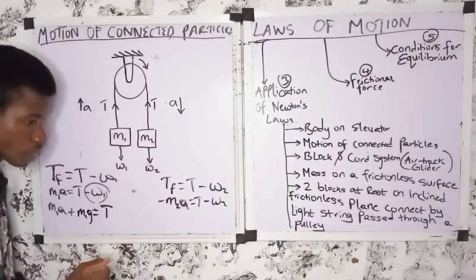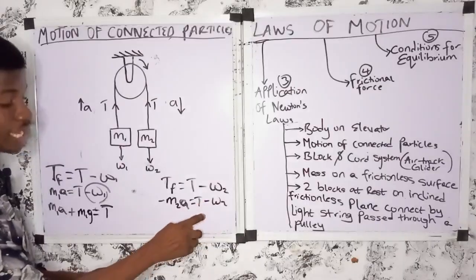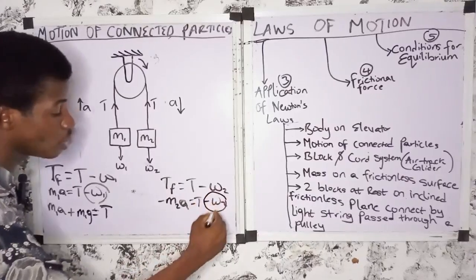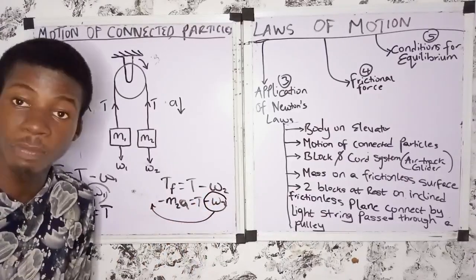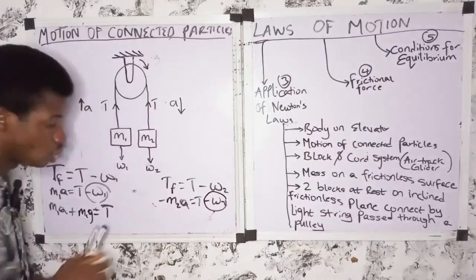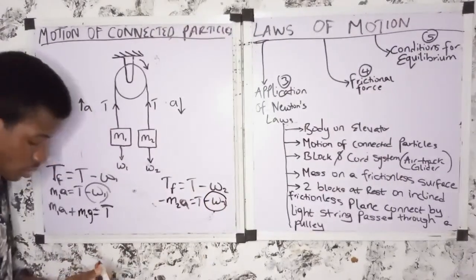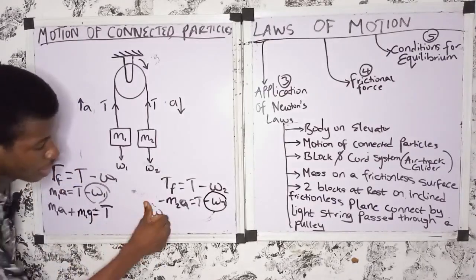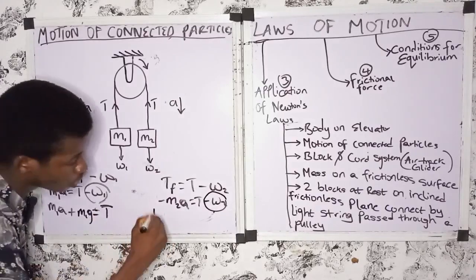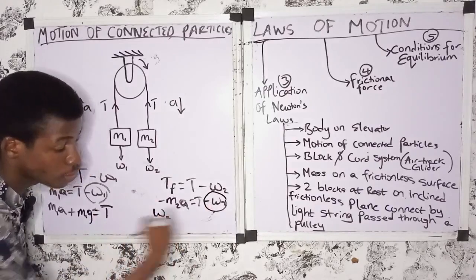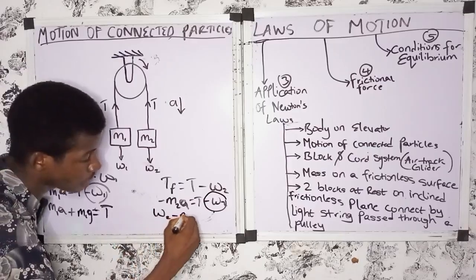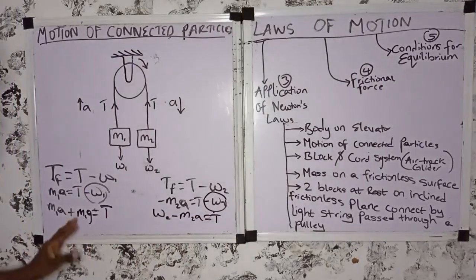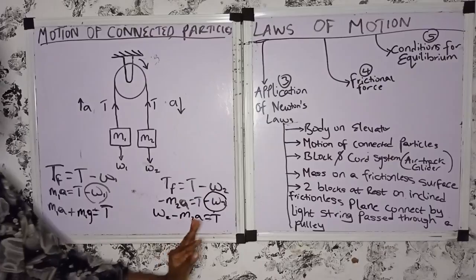Now this side, if we want to make the tension stand alone, as we did here, minus W2 will come to this side. If it comes to this side, you turn positive, right? So everything will now be W2, because W2 will turn to positive, then minus M2A equals tension, okay? So that is just it. Now we have gotten the tension acting on this side.